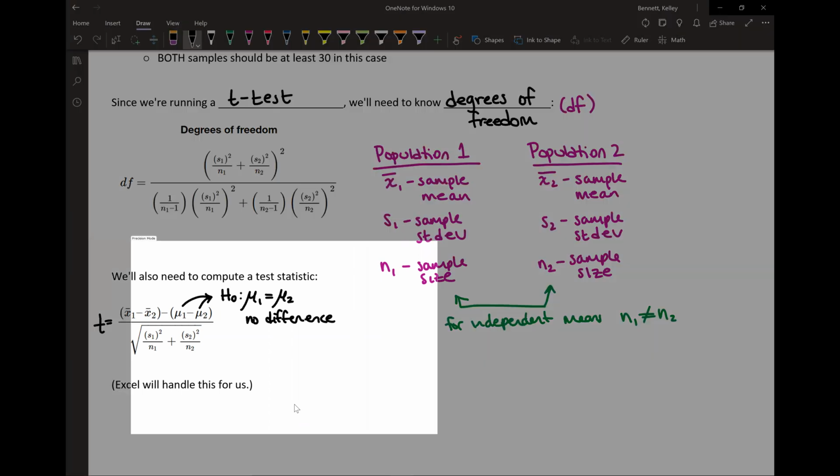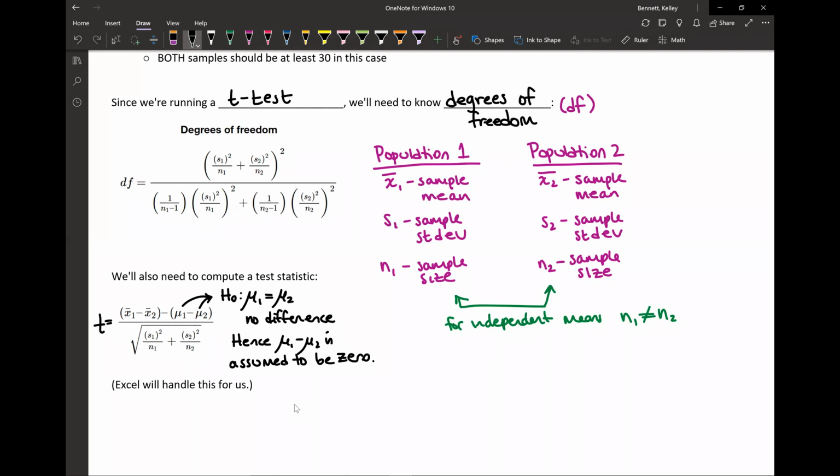So if your null hypothesis is the assumption that mu1 is equal to mu2, then the difference between mu1 and mu2 is actually 0. And then the numerator just ends up being x1 bar minus x2 bar. But again, Excel handles all this stuff for us.